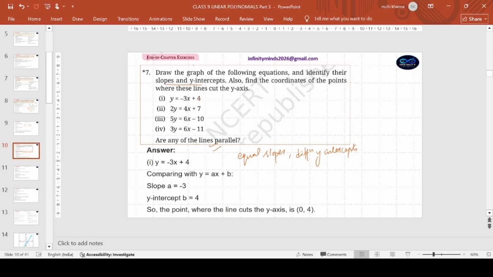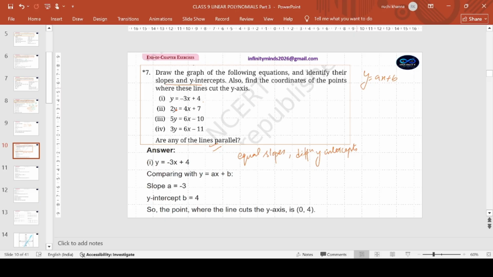So let's find out. What is the equation? Equation is y equals ax plus b. That is your main equation always. So y is equal to minus 3x plus 4. Very clearly, here the slope is minus 3 and y-intercept is 4. Very clear, simple, straightforward. But the things are not so straightforward in the next ones.